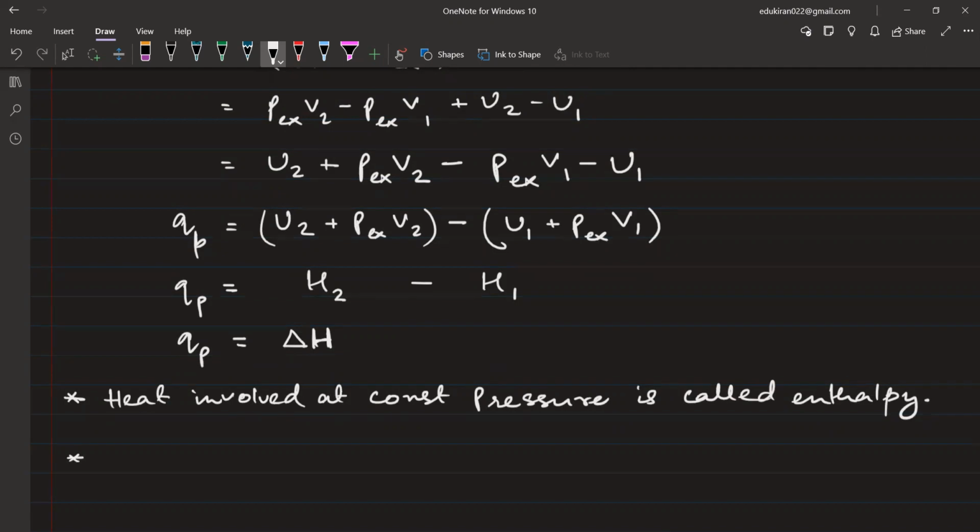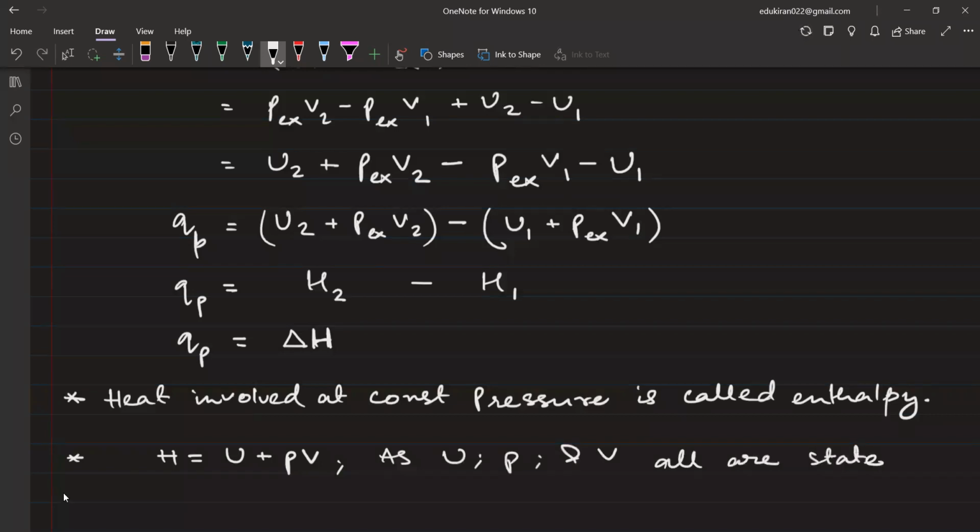Right, next point. Enthalpy is equal to U plus PV, and you write as: internal energy, pressure and volume, all are state functions. Now enthalpy is made up of these things. Therefore, enthalpy is also a state function.